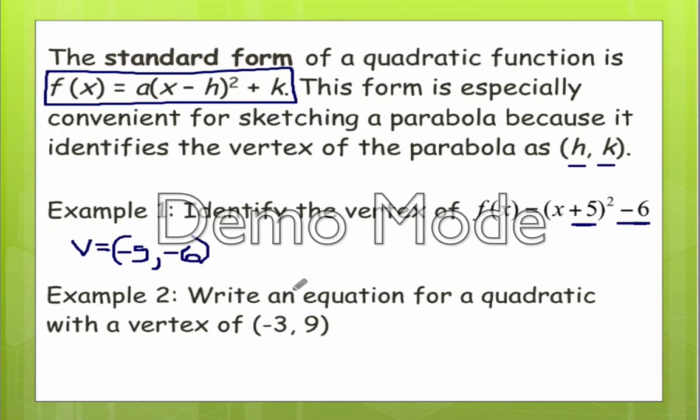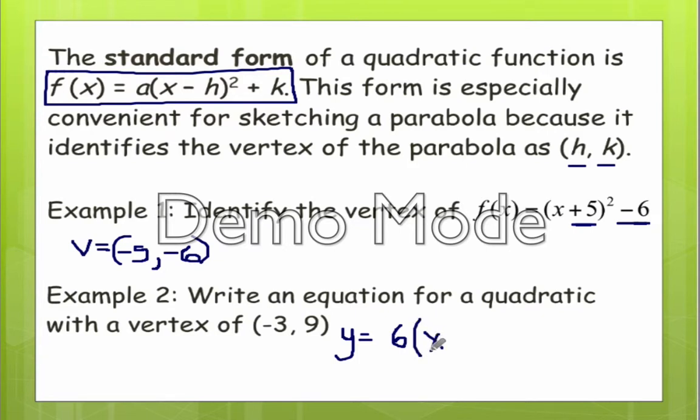Example 2. Write an equation for a quadratic with the vertex of negative 3 comma 9. So we are writing any equation with this vertex, so we can be a little bit flexible with certain values. We can be flexible with our a value. I can fill in basically whatever I want. I'll pick 6. I could have not filled in anything. It would have been 1.